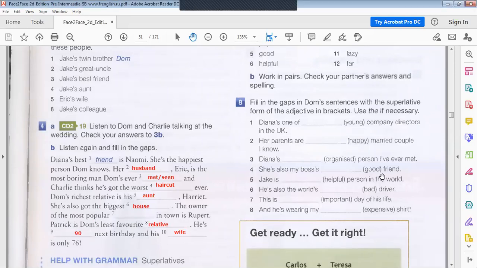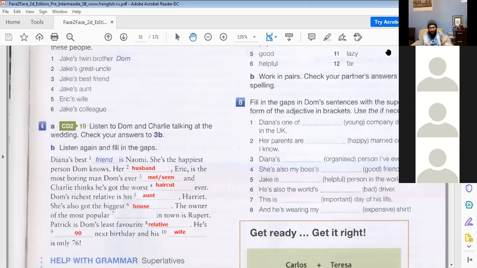Hello, Dom. Oh, hi, Charlie. Are you enjoying yourself? Yes, thanks. But I don't know anyone here apart from you, Jake, and Diana. Well, who do you want to know about? Who's the woman in the red dress? Ah, that's Naomi. She's Diana's best friend from university. She's gorgeous. Yes, she is. And she's the happiest person I know. Really? And she's married. Oh. That's her husband next to her, the one in the blue suit. His name's Eric. He's a colleague of Jake's. What's he like? Actually, he's the most boring person I've ever met in my life. All he talks about is work, work, work. And he's got the worst haircut ever. Yes, you're right. I don't know why she married him.